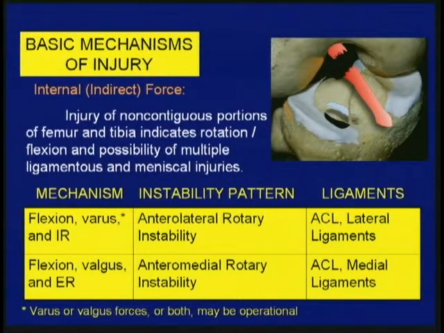the lateral ligaments, the Segond fracture. Flexion valgus and external rotation, known as AMRI, anteromedial rotary instability, where you get injuries to the ACL and the medial ligaments. The prototype is O'Donoghue's triad. That is an AMRI mechanism of injury to the knee. So those are the two mechanisms with this particular pattern.